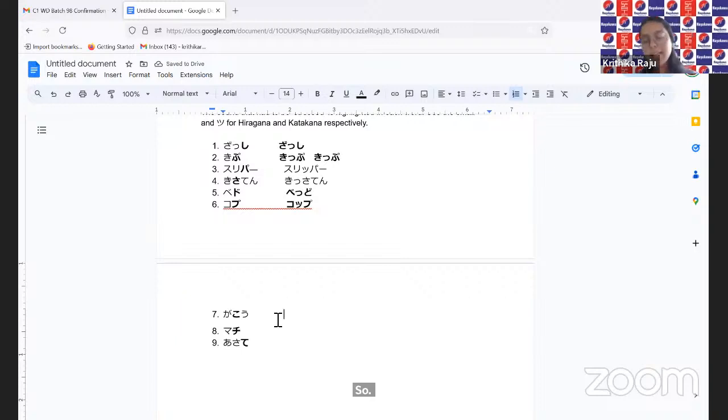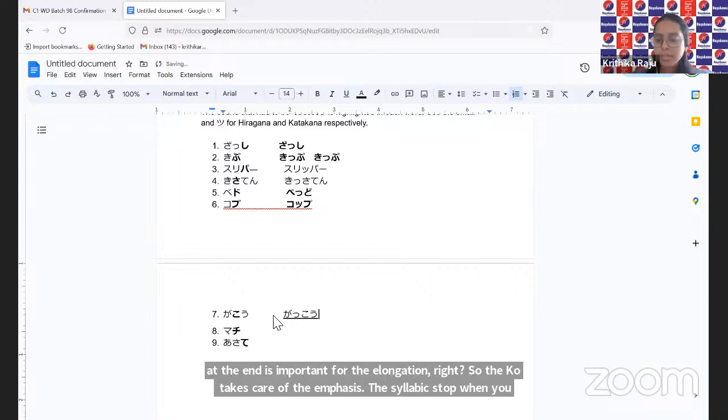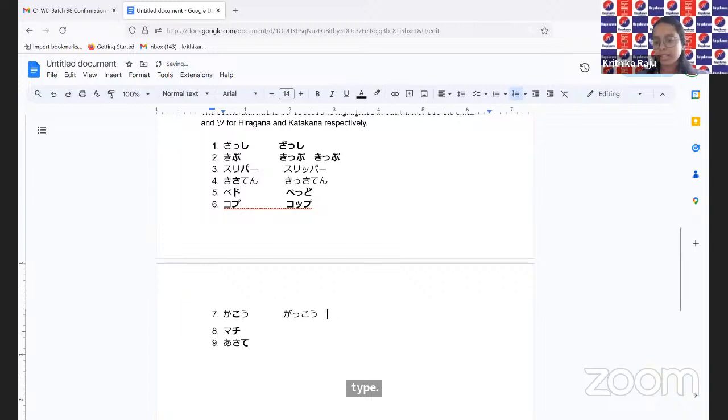Gakko. Hi, Gakko. How will I type it now? G-A-K-K-O-U. Very good. The U at the end is important for the elongation, right? The KKO takes care of the emphasis, the syllabic stop when you type, and it has to further be elongated, and therefore you have to add a U after it.